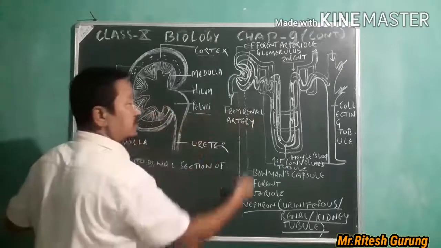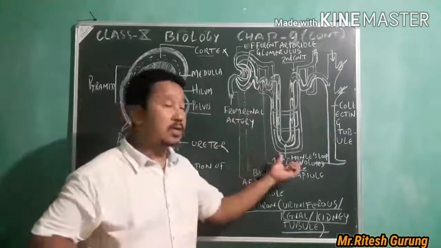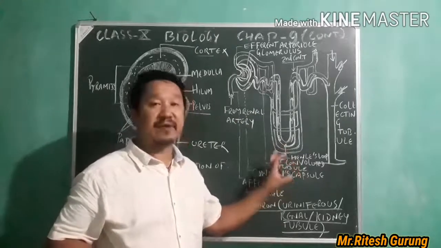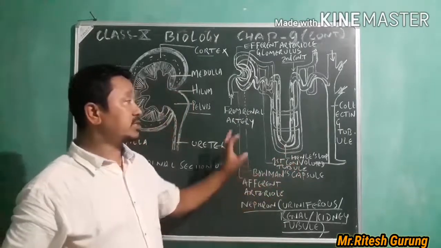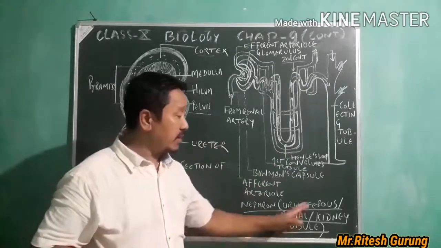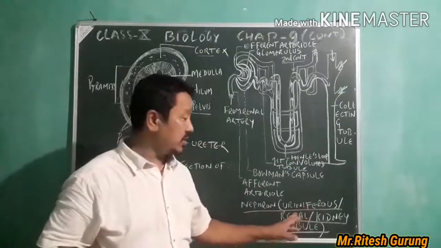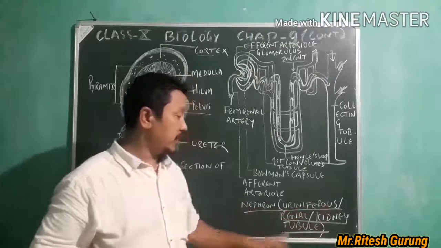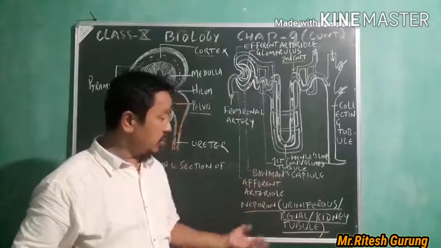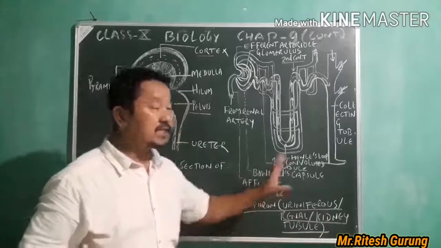On the other side of the board, you see another diagram of the nephron. Nephron is the structural and functional unit of the kidney, which is known by a number of names, as you see out here: uriniferous tubule, renal tubule, and kidney tubule. So you got to know the nephron by all these names.